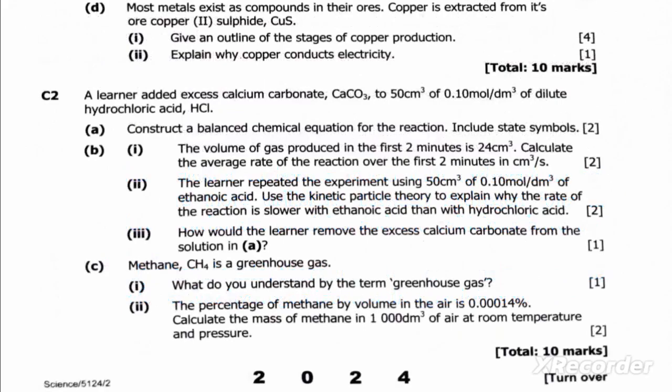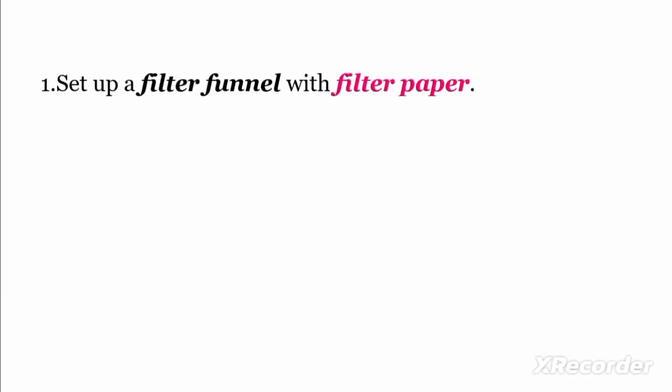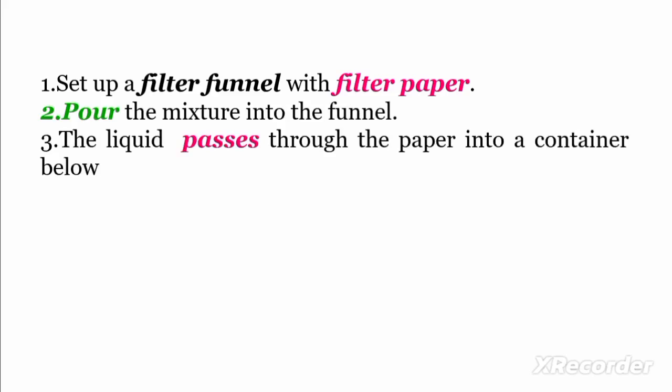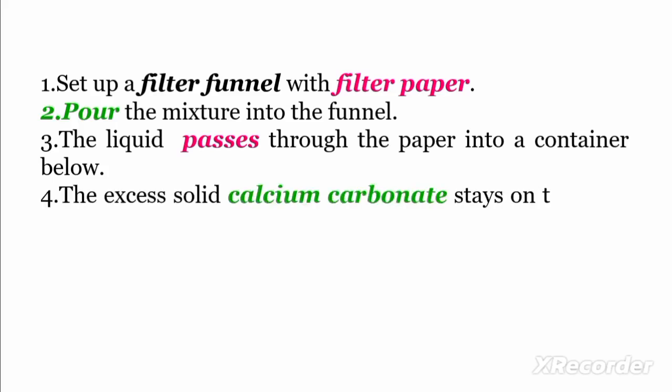We move to Roman numeral 3. How would the learner remove the excess calcium carbonate from the solution in A? Okay, so these are some of the things a learner needs to consider. Set up a filter funnel with the filter paper. Pour the mixture into the filter funnel. The liquid passes through the paper into a container below. The excess solid calcium carbonate stays on the filter paper.